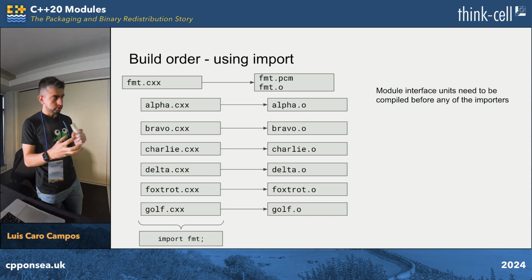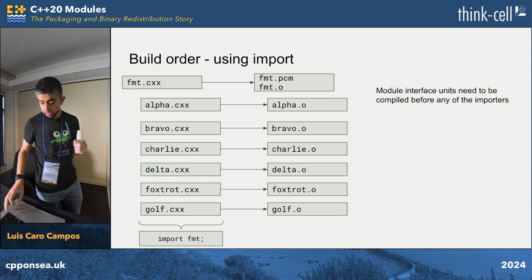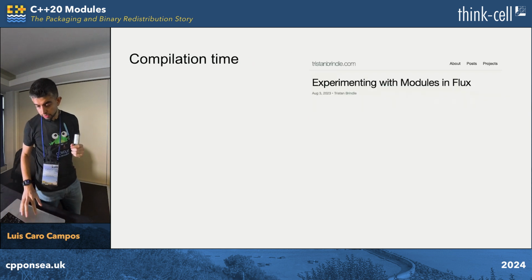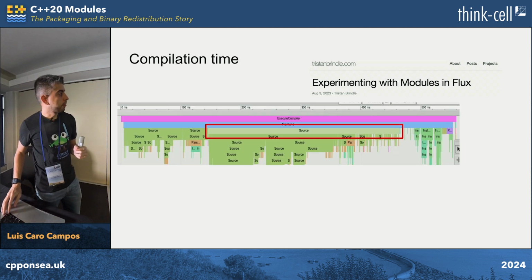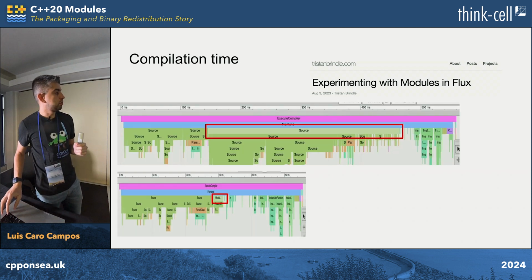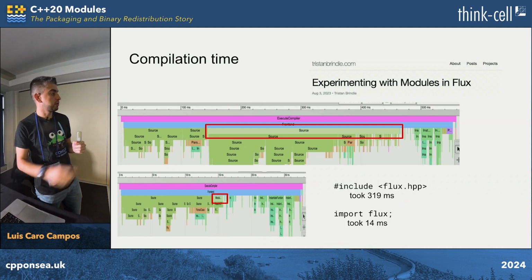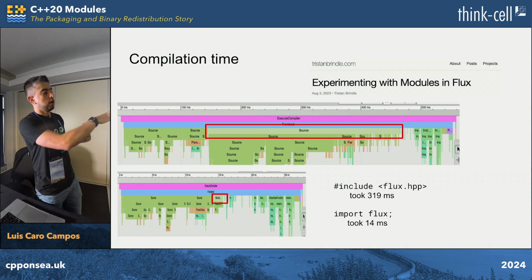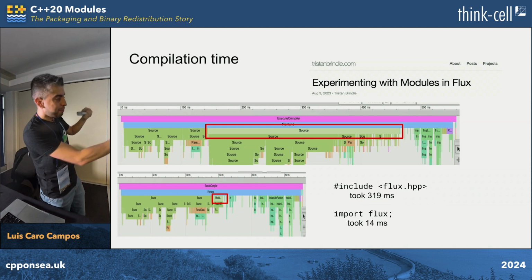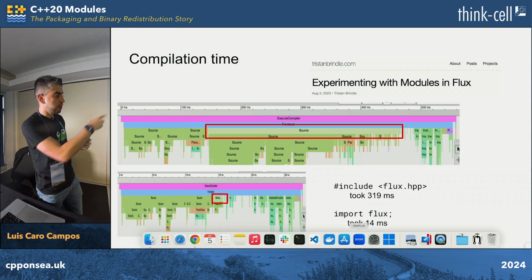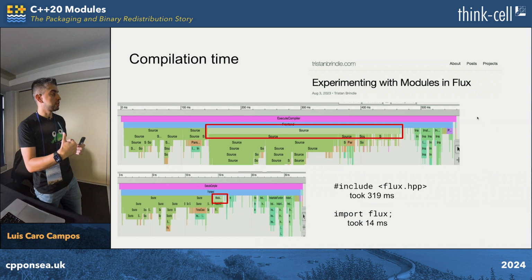And in order to see whether this improves build times or not, I have an example from a blog post from Tristan Brindle from last year, where if you compile a file that does include flux.hpp, in this particular case, it took 300 milliseconds. And if you move to do an import flux, then compiling the same file took 14 milliseconds, right? These are not to scale, but I tried to do my best, but the numbers were correct in the test that I did.